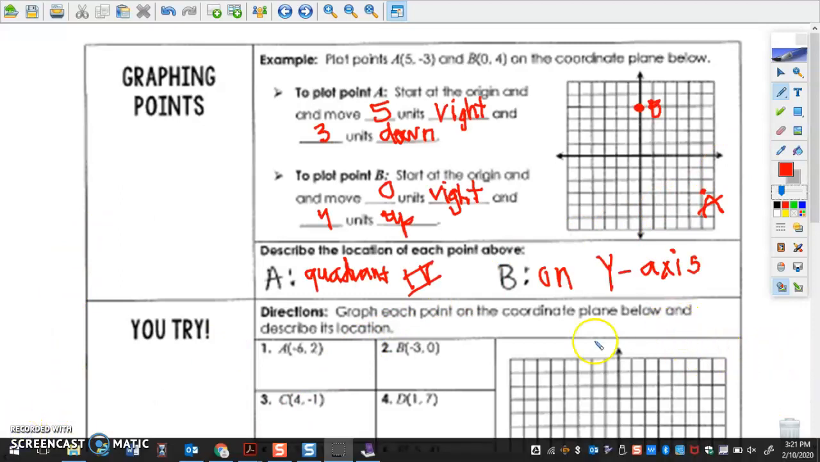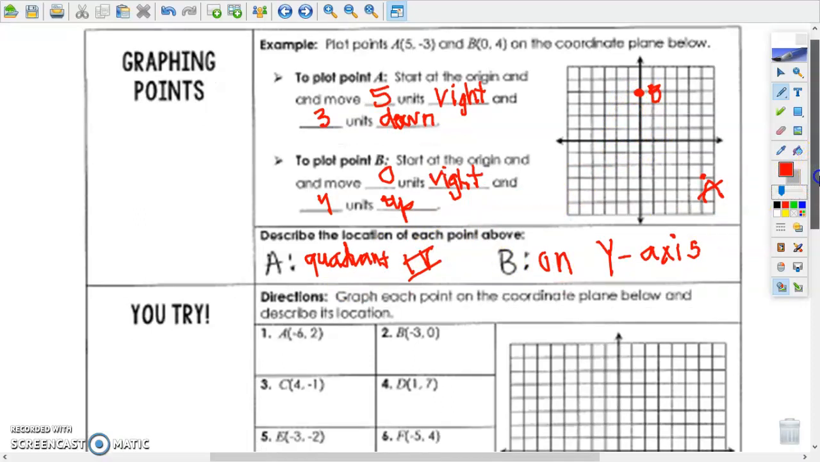All right, guys, go ahead and check your answers on this first part. So here's point A, (5, -3). You're going to start at the origin and move 5 units right and 3 units down. There's A. And then for B, you're going to start at the origin and move 0 units right or left and 4 units up, and there's B. So A is in quadrant 4 and B is on the y-axis.